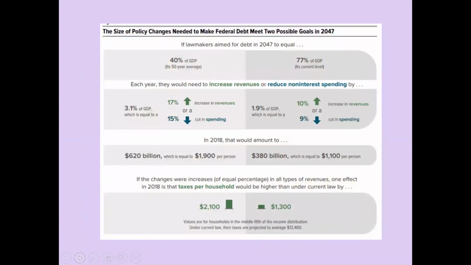Here's just a quick take from the Congressional Budget Office on what it would take to cut some of our government spending over the coming couple of years. If we wanted to get the federal debt down to its 50-year average, we'd essentially have to raise taxes by 17% or cut spending by 15% every year, which would amount to about $1,900 a person. So, very difficult choices coming.